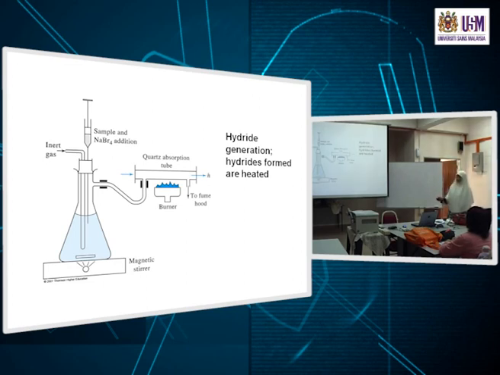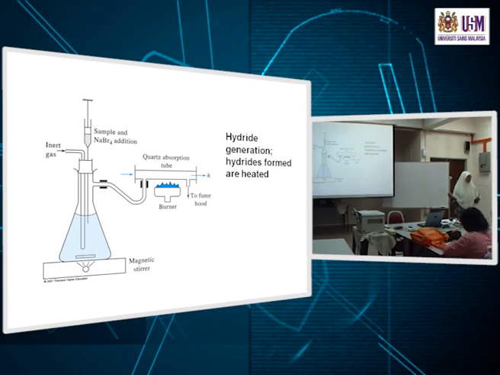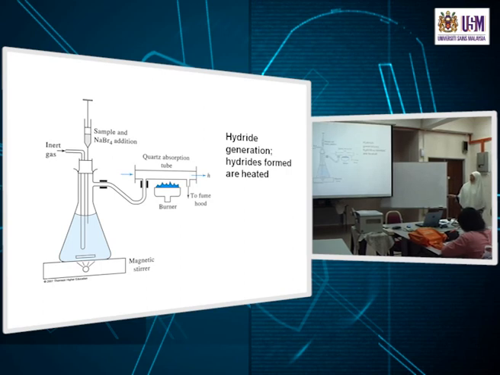So your sample solution, instead of putting it through the nebulizer to form aerosol, you now put it in a reaction vessel. Okay, your sample will be here. You add some NaBH4, sodium borohydride. You add a reducing agent to your sample. So the reducing agent will react with your metals in the solution to become some metal hydride, MH2, MHX, whatever, okay? Some hydride, some compound with hydrogen. And into the reaction vessel also, you will purge in some inert gas. Usually you use nitrogen, you don't use argon. Argon is too expensive. So nitrogen is purged into the reaction vessel.